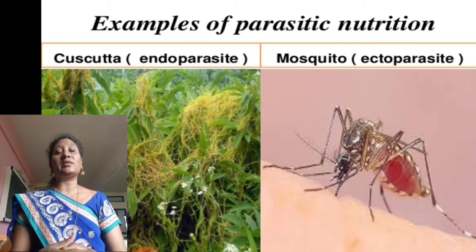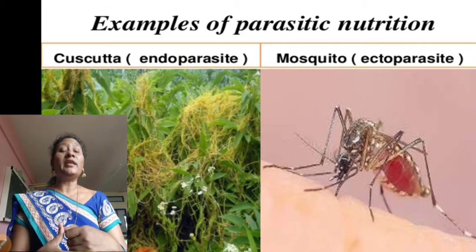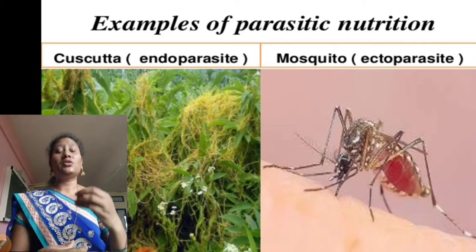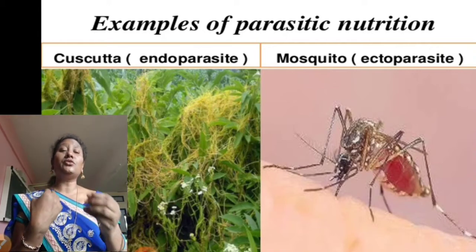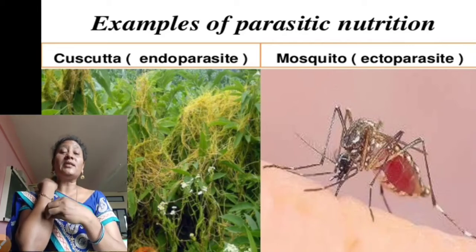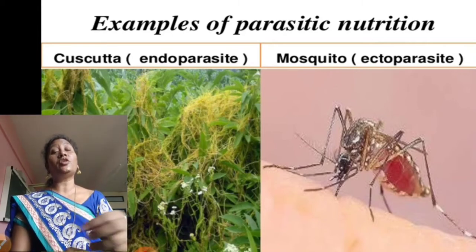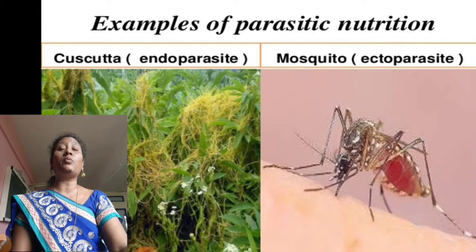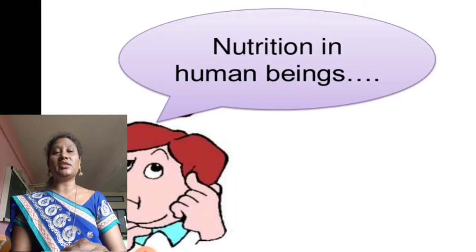Mosquitoes are ectoparasites. See what they do. They carry the malarial parasite. When they bite us, they release their saliva into the blood, and they cause fever for us. No? So the parasites enter into the body and they are causing harm to the organisms. So this is well and good, how the nutrition is taking place.